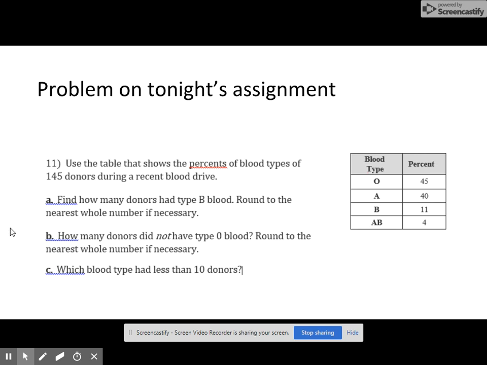The other one that might be a little bit tricky for you, it says how many donors did not have type O blood. So what I have to do here is I have 3 different types I have to include. I don't want O, but I need to find my total percentage here of the types that have A, B, and AB. And then with that number, that gives me my total percent. I will use that with the 145. So I thought that was a little bit tricky because it includes a table here that you had to read. So I thought I'd give a little bit of an explanation on that.